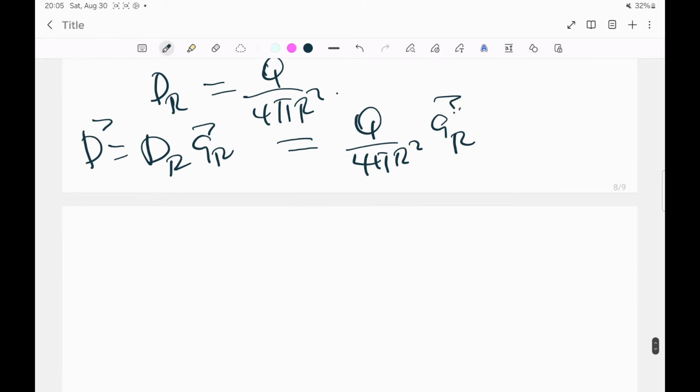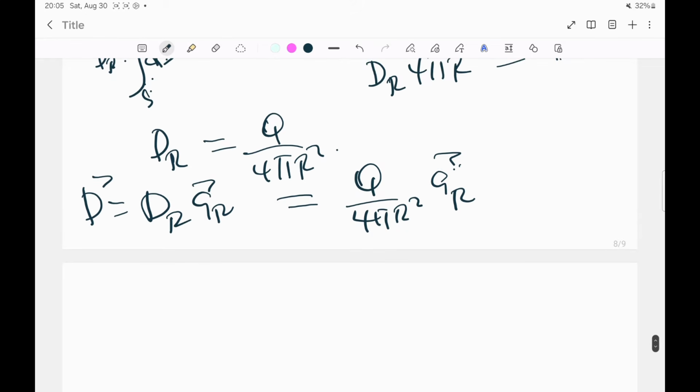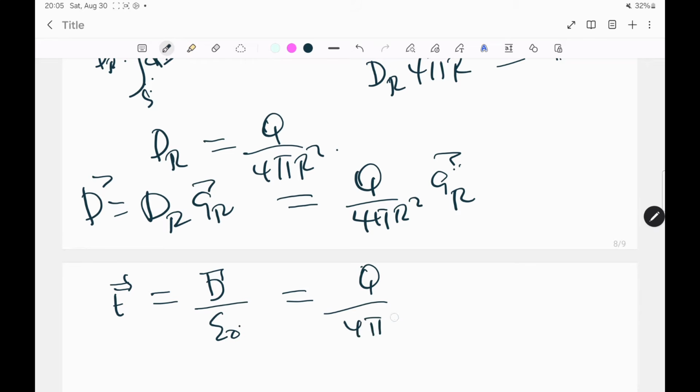Now that we've gotten this, we can get our electric field intensity, which is equal to electric flux density over epsilon naught. Then we just have charge over 4 pi epsilon naught r squared ar.